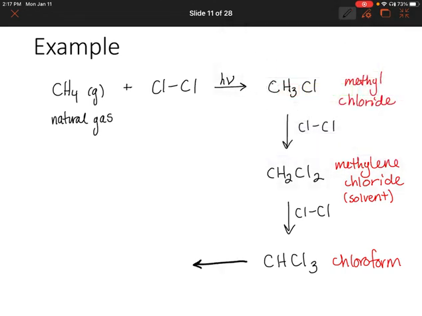And then finally, again, if we add too much chlorine, chloroform can react with chlorine to produce carbon tetrachloride. Too many carbons, I'm getting confused. Carbon tetrachloride, there we go.